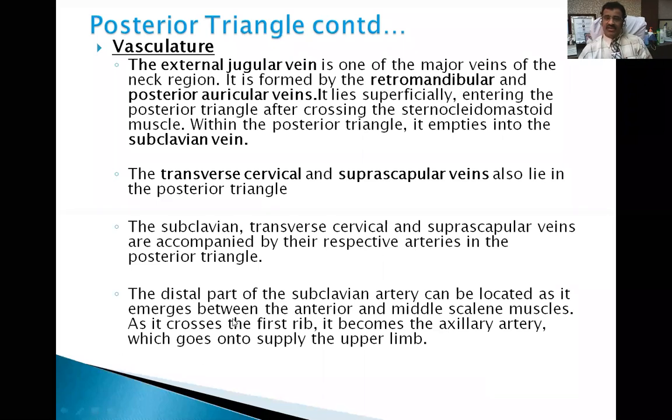As it crosses the first rib, it becomes the axillary artery. The subclavian artery, when it crosses the first rib, becomes the axillary artery. You know that. So subclavian artery, axillary artery. The axillary artery continues further as the brachial artery, which goes on to supply the upper limb.